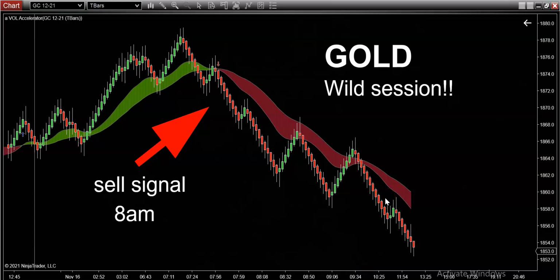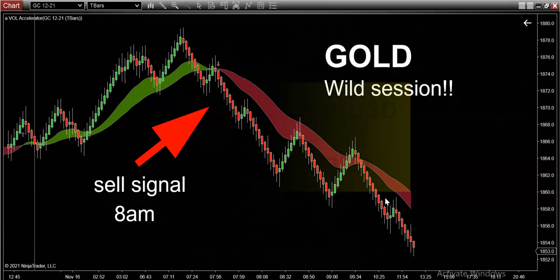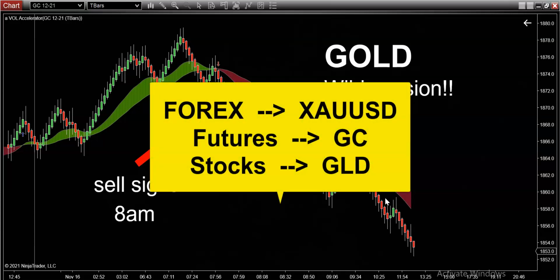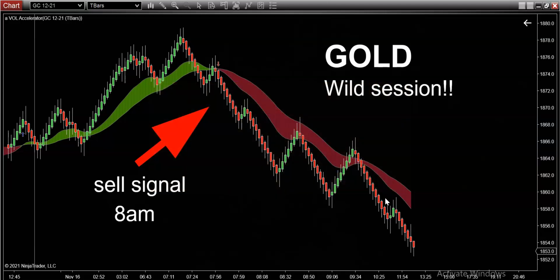Okay, so first things first, every single one of you guys and gals out there, you can trade gold. All right, here's how you do it. You can trade Forex gold, symbol is XAUUSD. You can trade gold futures. For all of you active futures traders, your symbol is GC. And of course, for those of you guys that like to trade gold stocks, gold ETFs, even options on gold, your symbol is GLD.